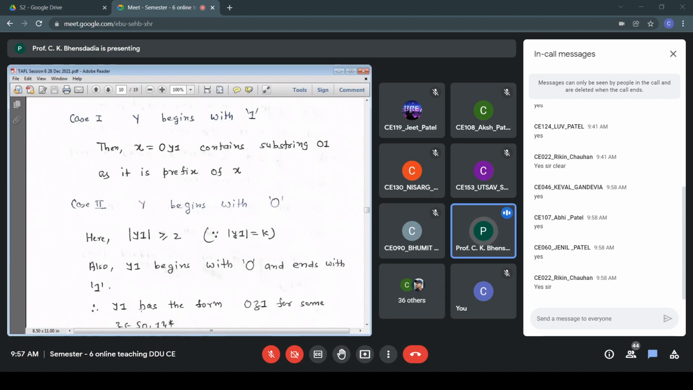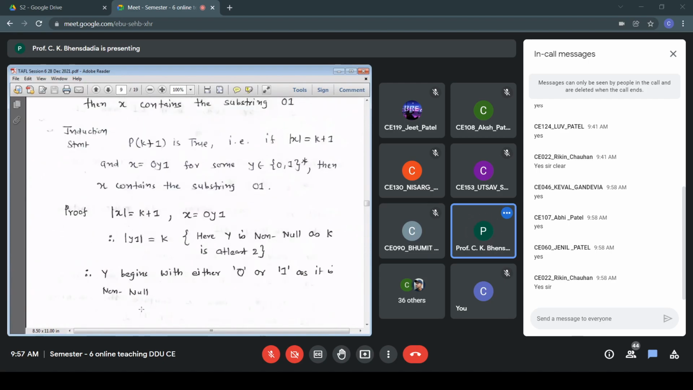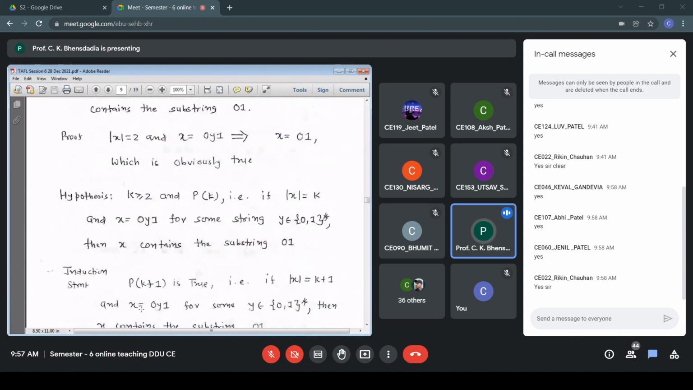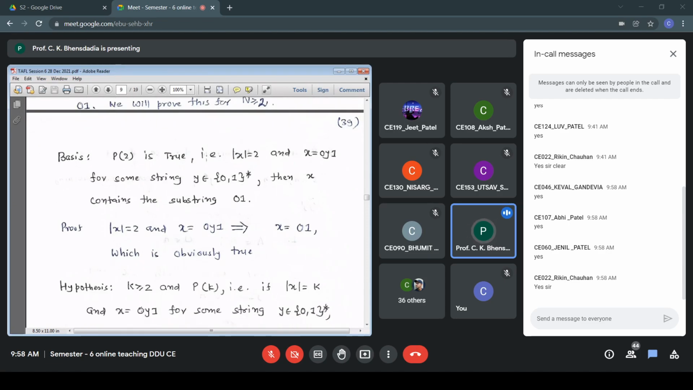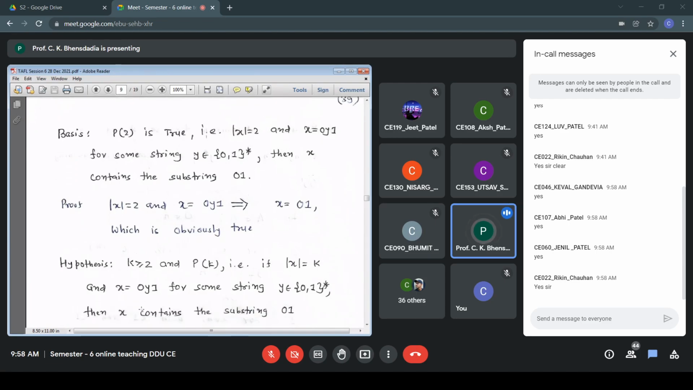So that particular prerequisite, length of x equal to k in this hypothesis, I satisfied by writing x equal to 0, y1 and then focusing on y1. I can also focus on 0, y. In that case, again length is k. I can have that. Instead, I prefer to talk about y1, length is k, and then its structure has to be 0, y1 for string y belonging to sigma star, then I can conclude it contains substring 0, 1.